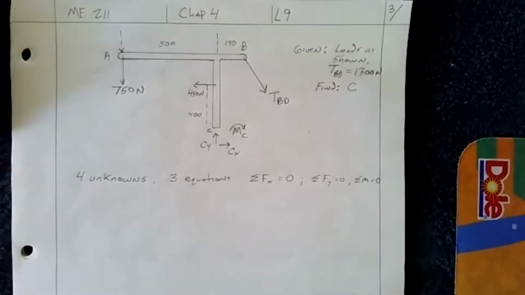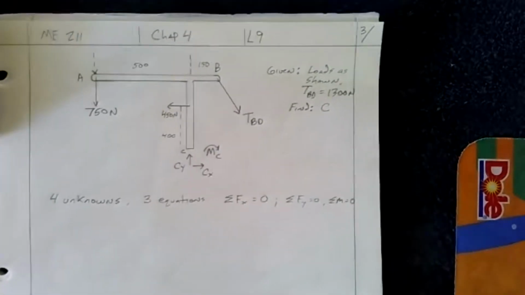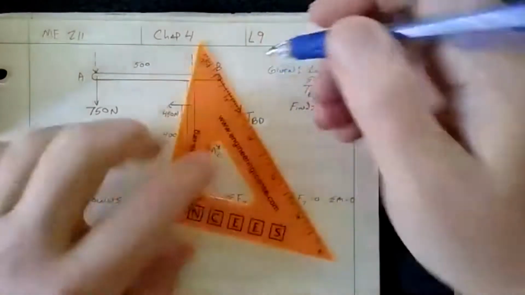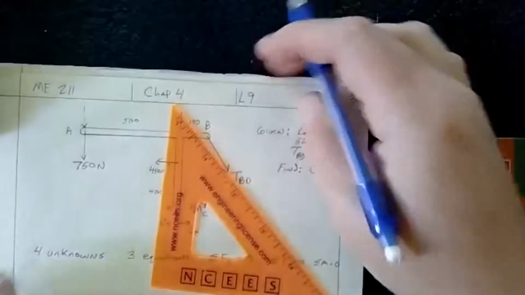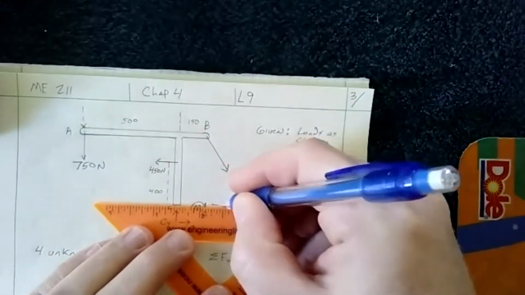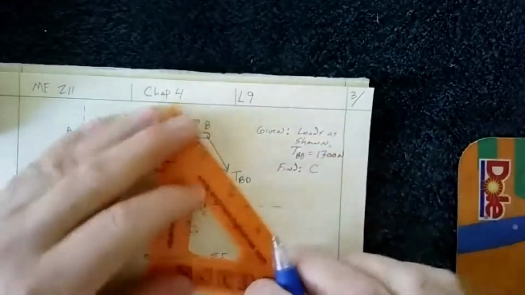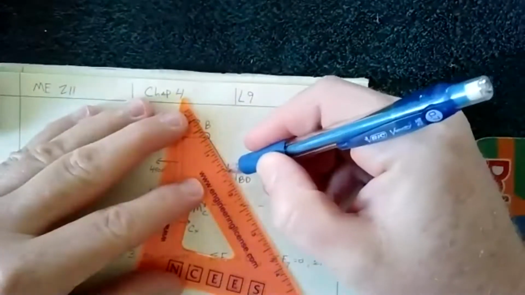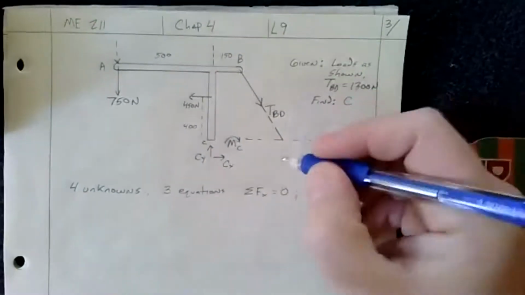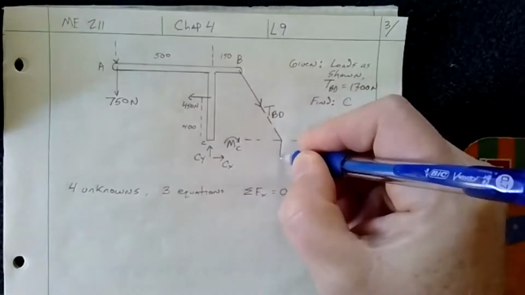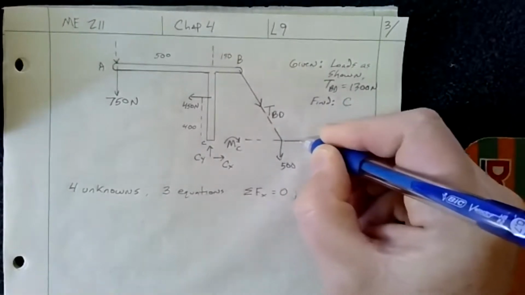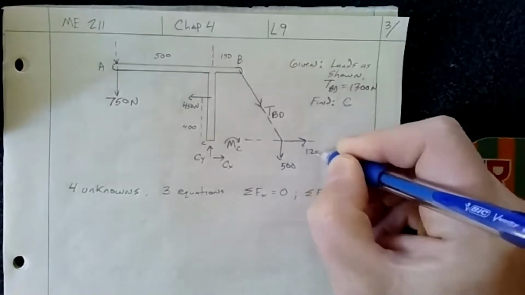Now, we know that if we were to take this force here, the TBD, and let's just draw a little line here. This is our ground, and if we were to extend that, we know that this component here is 500, and we know that this component here is 1200.